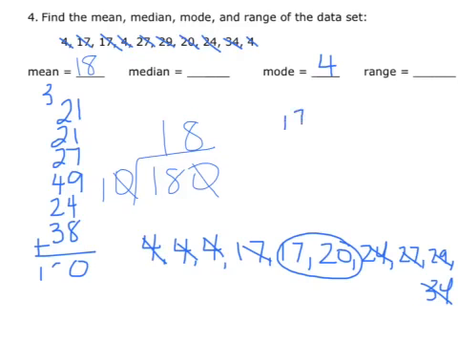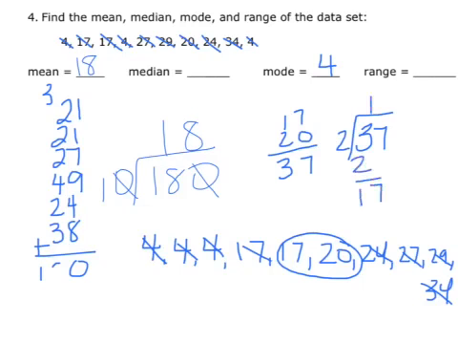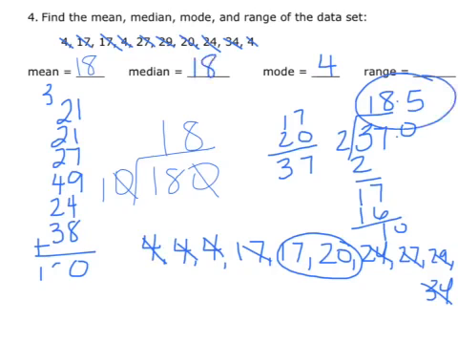So I can add 17 plus 20. That would give me 37. And then I'm going to divide 37 by 2. Add a decimal and a 0, bring it down. So my median is 18 and a half. Now notice my median is a number that is not even a number in my number set, and that is just fine. It is still considered the middle number of that data set.